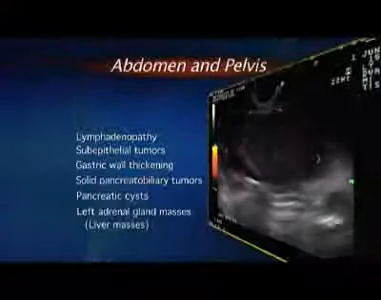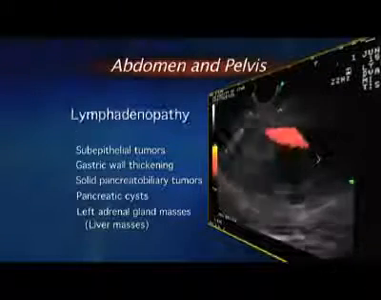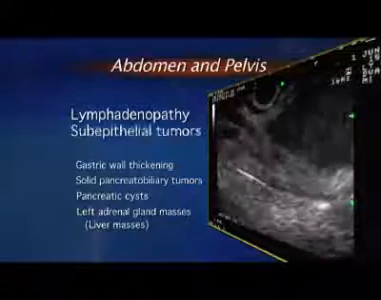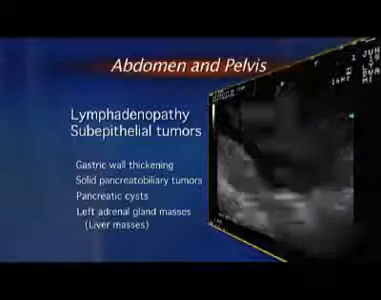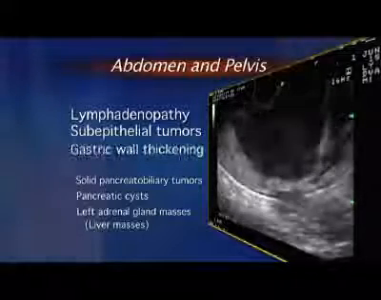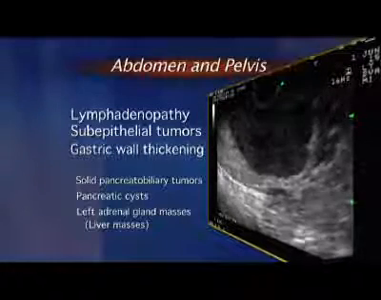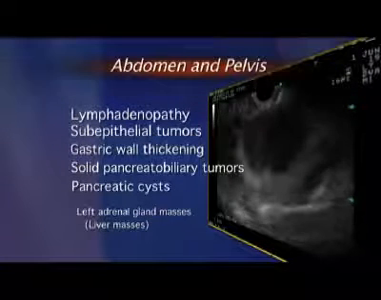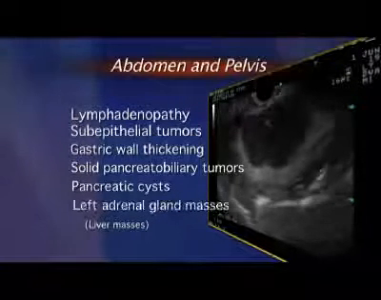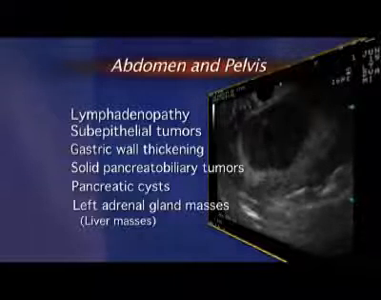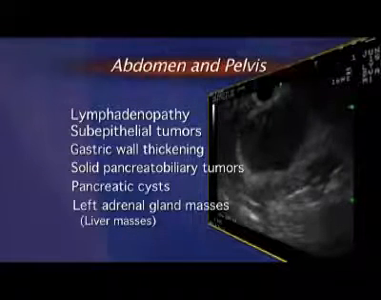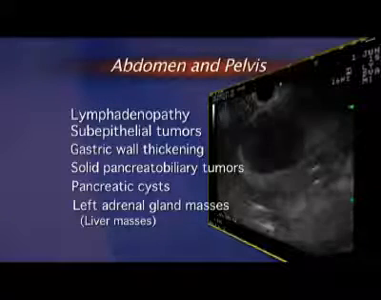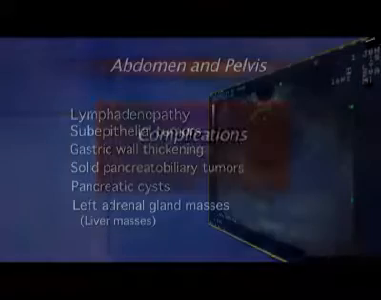Indications in the abdomen and pelvis are lymphadenopathy including celiac nodes in esophageal cancer, subepithelial tumors, gastric wall thickening suspicious for infiltrating disease, solid pancreatobiliary tumors, pancreatic cysts, and left adrenal gland masses. Liver masses can be sampled by EUS if a percutaneous approach does not appear feasible, either due to poor visualization or due to location.